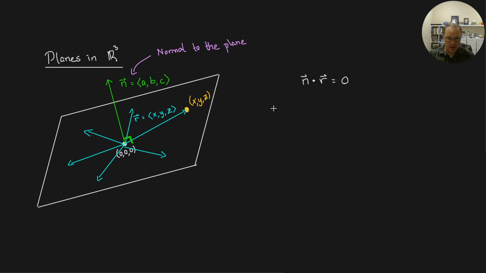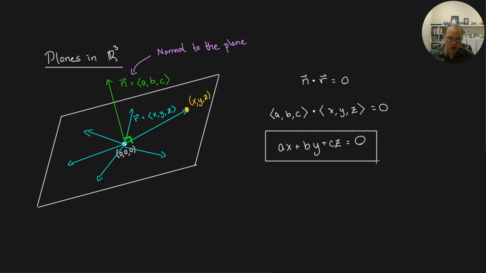Okay, and if I plug in the components, my normal vector is a, b, c, dotted with vector r, which is the vector with my variables x, y, z. I get 0. If I actually take the dot product, I get ax plus by plus cz equals 0. Okay, that is the formula for a plane that goes through the origin with a normal given by a, b, c.